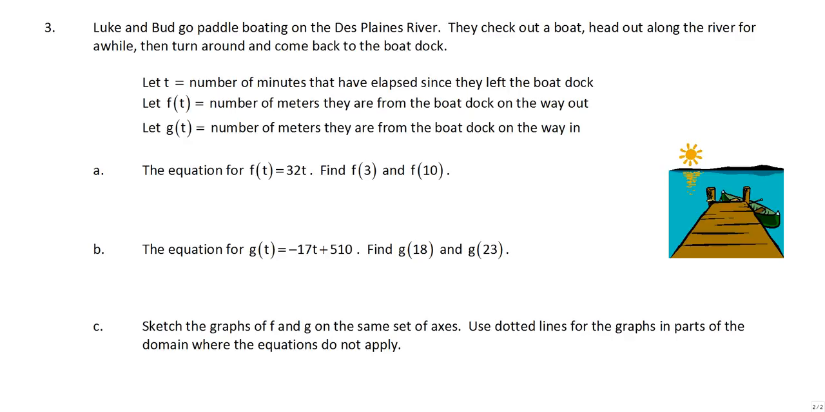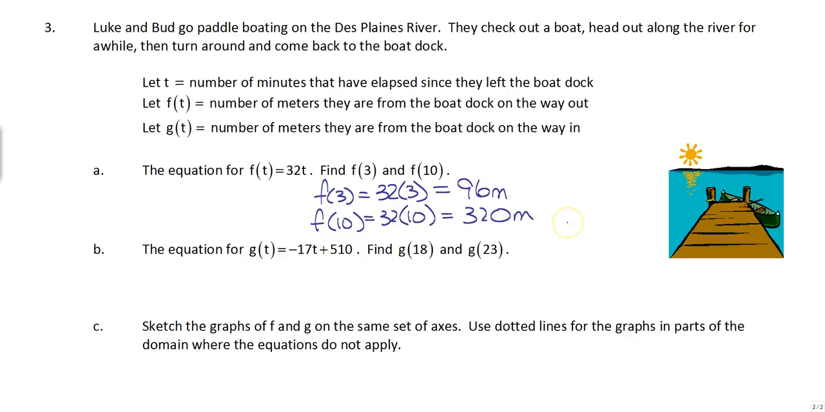So first we're going to use f of t is equal to 32t, and we're going to evaluate f of 3 and f of 10. So f of 3 can easily be done by substituting 3 in for t. So f of 3 is just equal to 32 times 3. That's going to end up giving us 96 meters away from the dock. And then we can do f of 10, which is just 32 times 10, so t is 320 meters away from the dock. Okay, so finding f of 3 and f of 10, it's just evaluating.